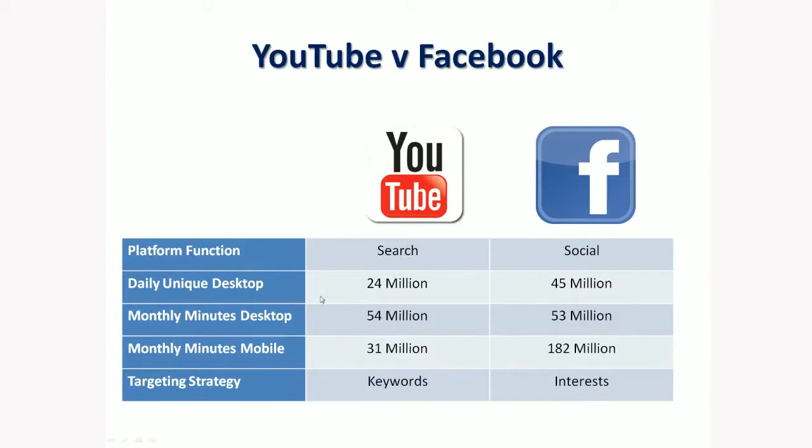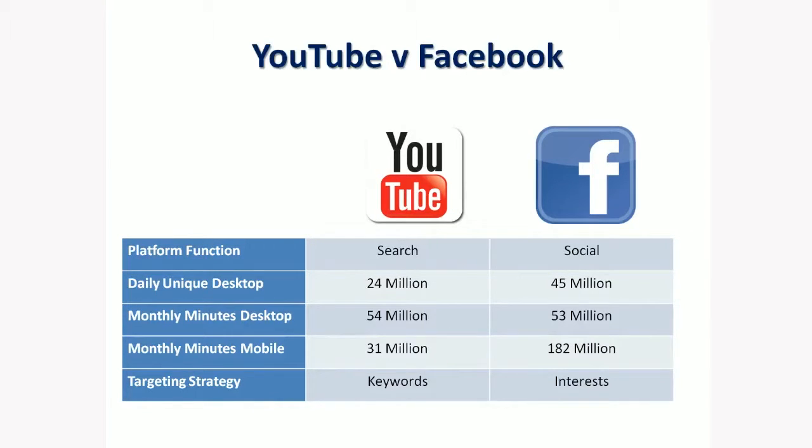Now, if we compare the daily unique desktop views, YouTube is getting something like 24 million per day, whereas Facebook is getting 45 million, quite amazing, 45 million each day. Monthly minutes on desktop is pretty much the same. YouTube is getting 54 million. Facebook is getting 53 million. Monthly minutes on mobile. This is where it gets interesting. YouTube is getting 31 million views monthly on mobile, whereas Facebook is getting 182 million. I mean, that makes sense. I mean, people are there waiting in line, or they're on a bus or a train.